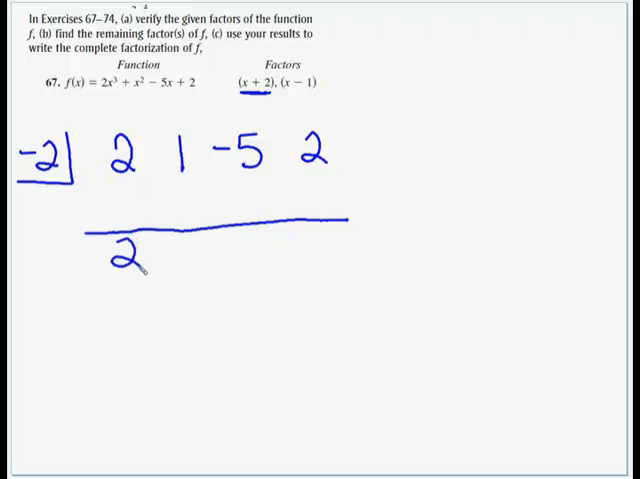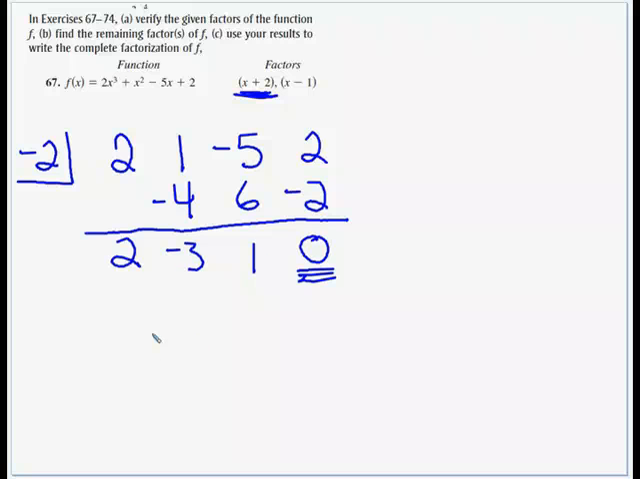So bring down the first 2. We multiply here and get a negative 4, and add to a negative 3. Multiply there and we get a positive 6, add to a positive 1. Negative 2 times 1 is negative 2, and that goes to a remainder of 0. So when we factor out the x plus 2, we're left with 2x squared minus 3x plus 1.